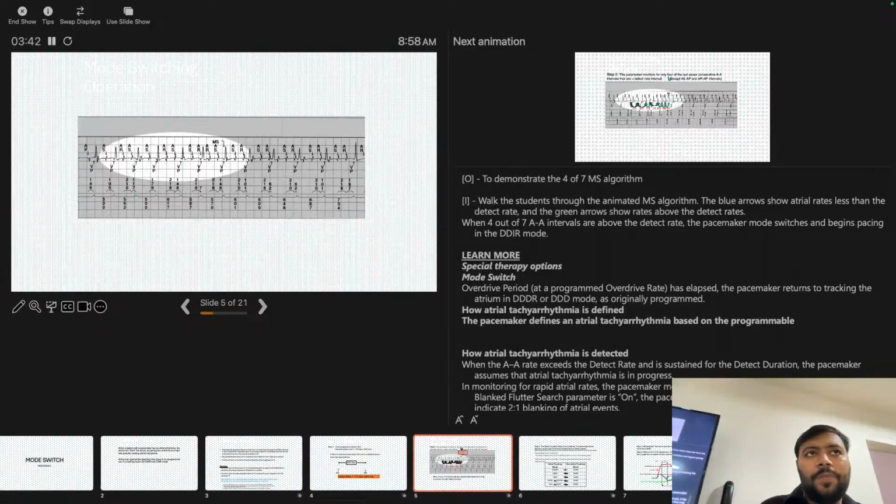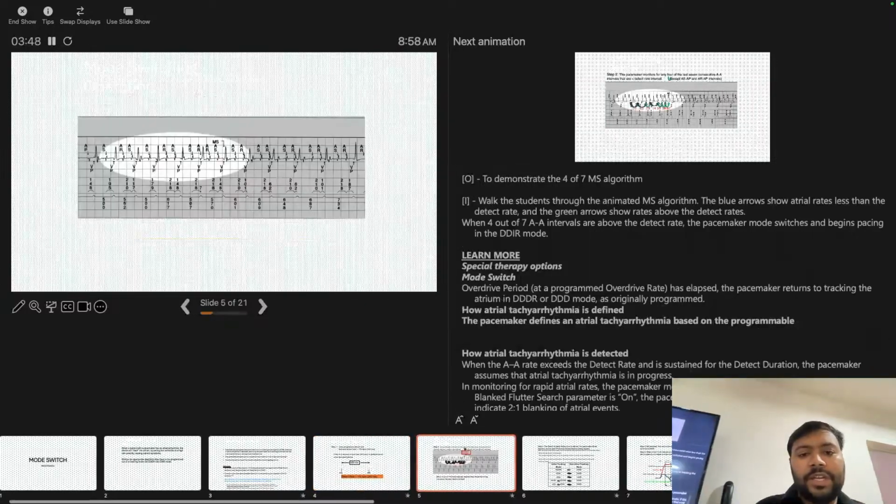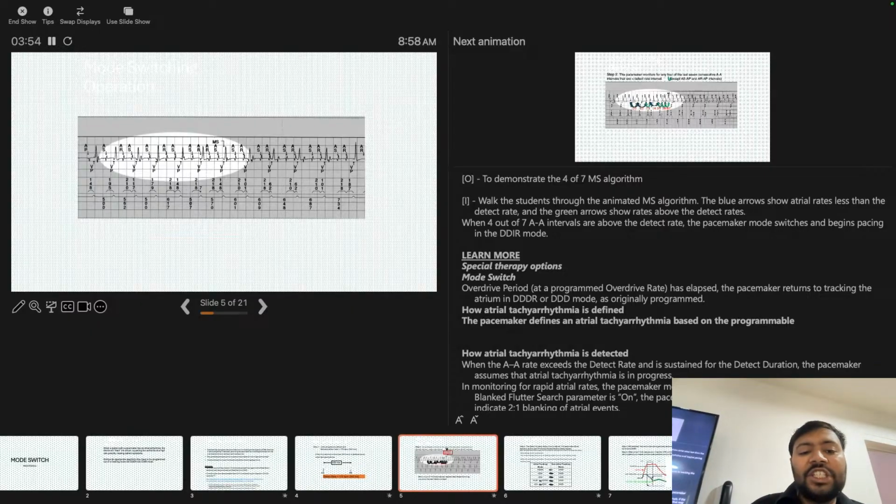In step 2, it will check the last 7 A to A intervals. Let me show here. This is one of Medtronic's EGM strips. Here you can see the atrial EGM is summed, so both atrial and ventricular EGM are summed here, and the marker channel is here, and the marker intervals in milliseconds are also mentioned here.